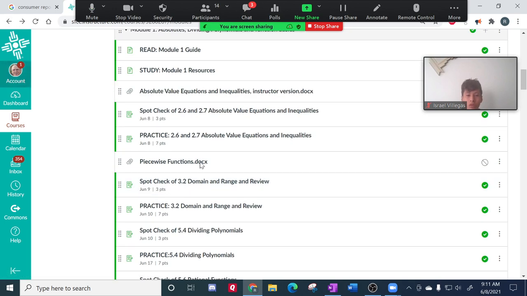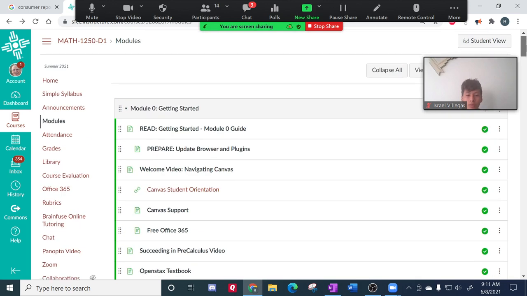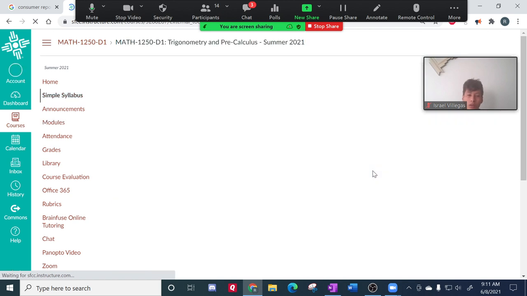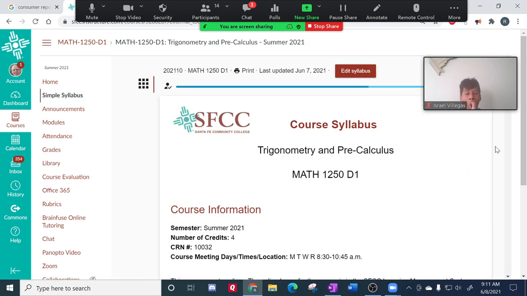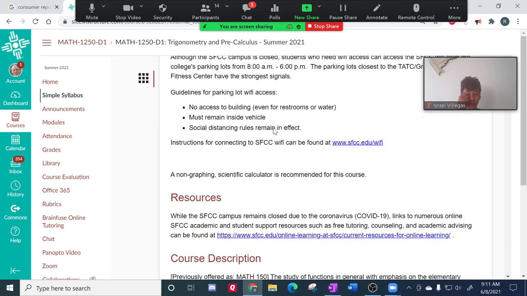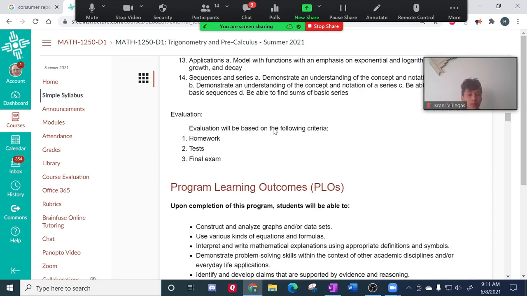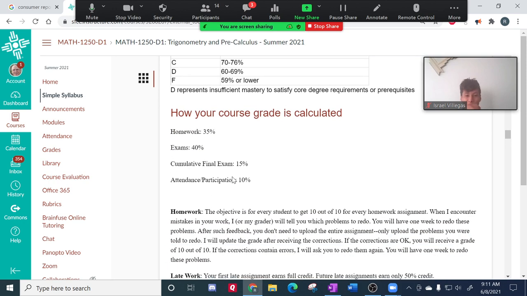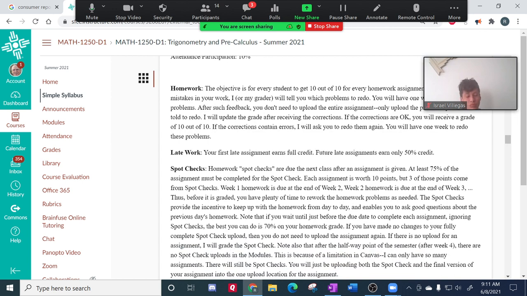What else? I want to go over the simple syllabus. We looked at a lot of this stuff. The grading criteria is pretty standard here at the community college. The late work, really big penalty if you get behind and stay behind.